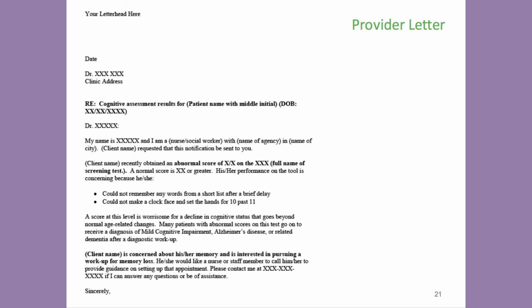The third paragraph simply underscores the fact that many patients who do not pass these tests go on to receive a diagnosis of mild cognitive impairment, Alzheimer's disease, or a related dementia after a workup. Lastly, you are asking the clinic to take action by having a member of the physician team contact your client to set up a memory loss workup.